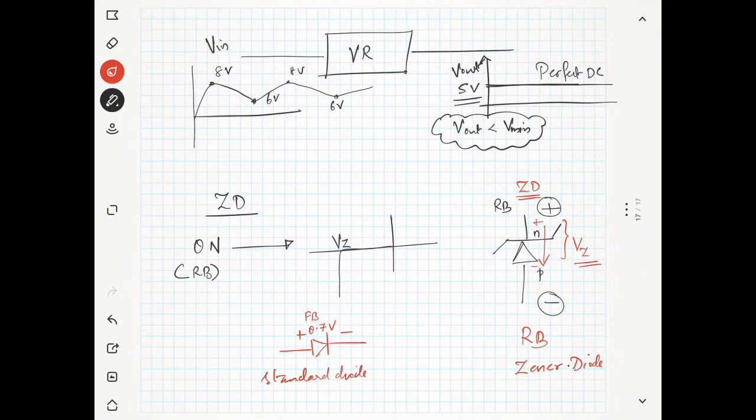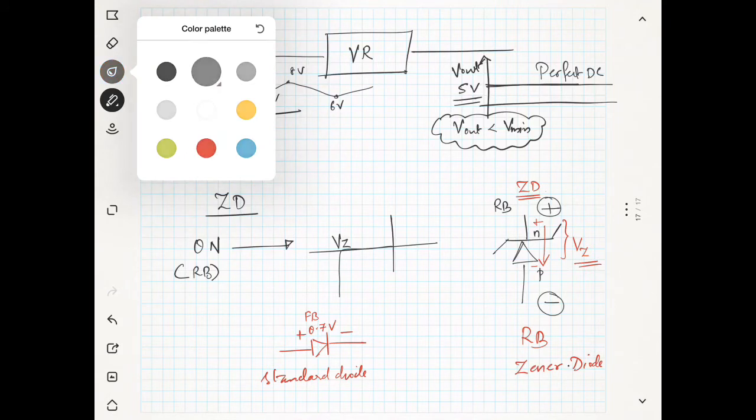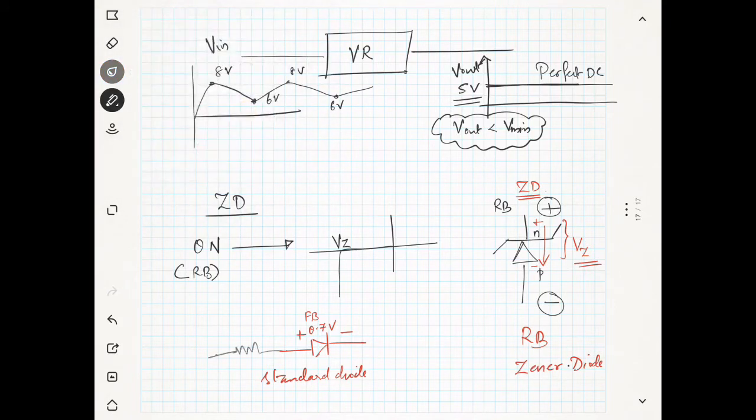And you know that in any diode circuit you will always use a resistor. If you are connecting a power supply, you will always use a resistor, right? In a Zener diode circuit also you will use a resistor. Why are you using a resistor?